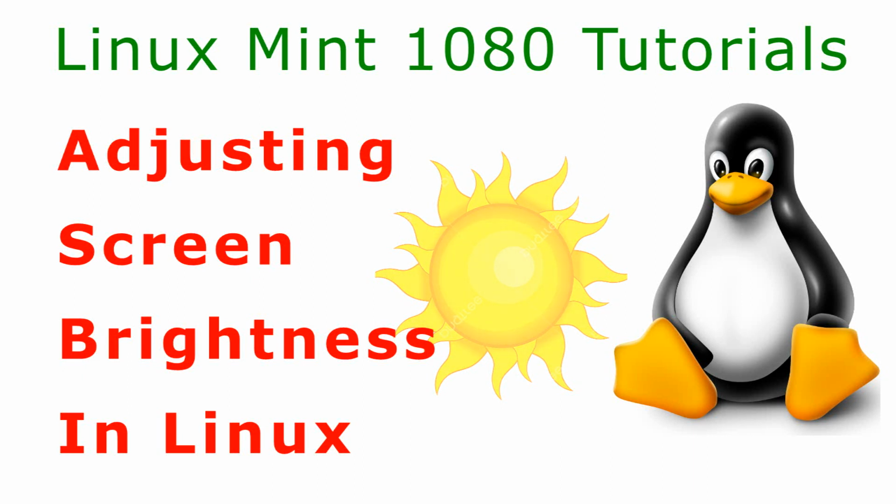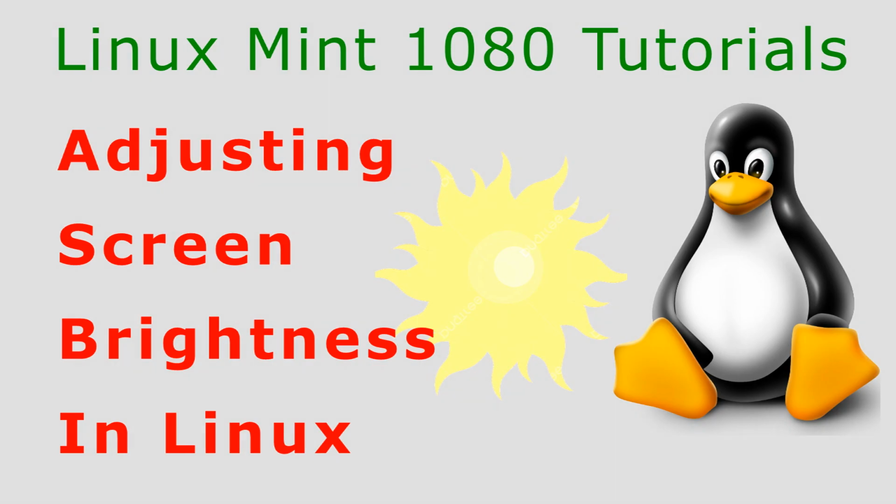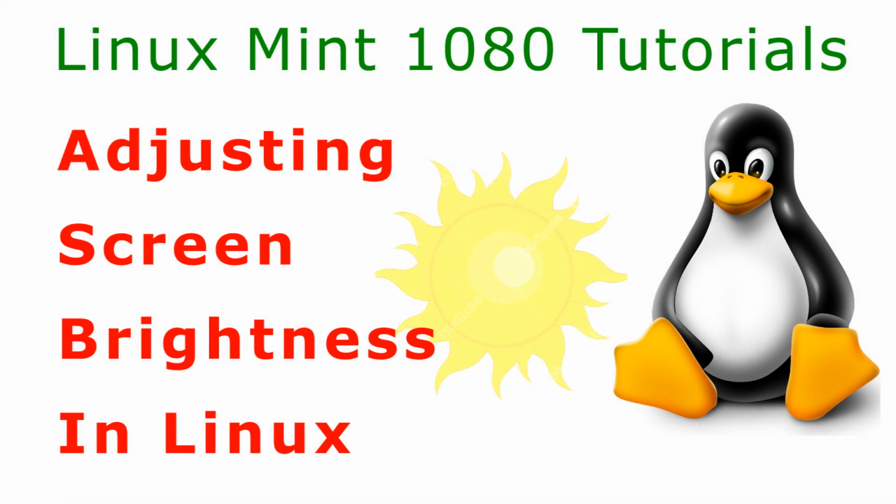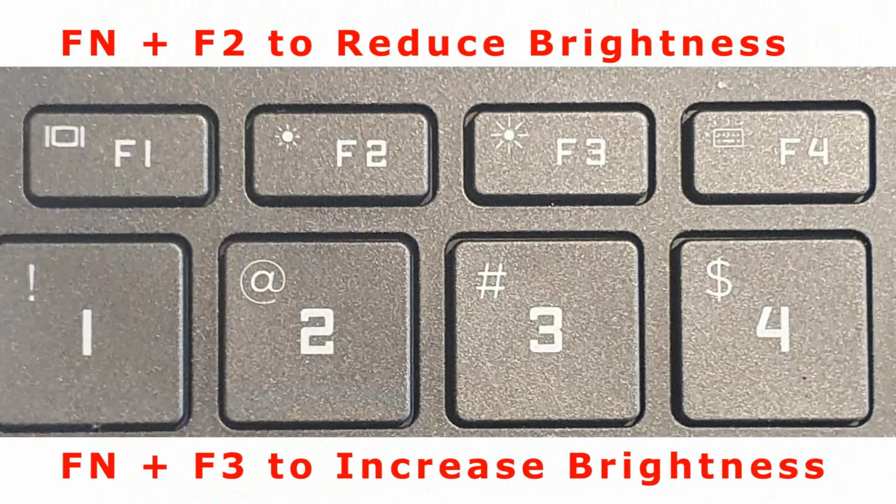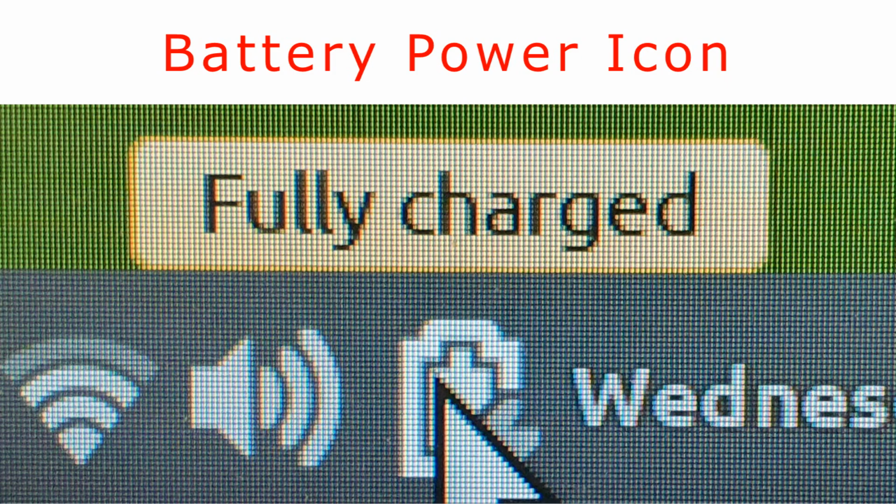This 1080p video shows two easy ways of adjusting the screen brightness in Linux without using the terminal. Method 1. Press below on the battery power icon.